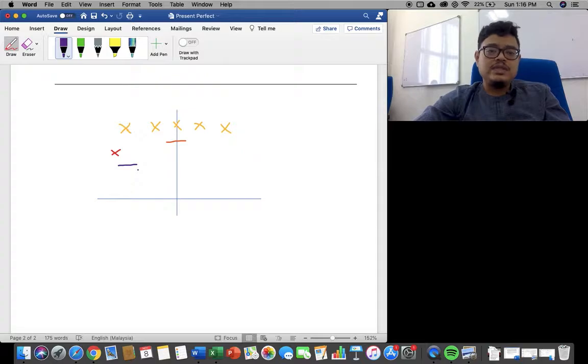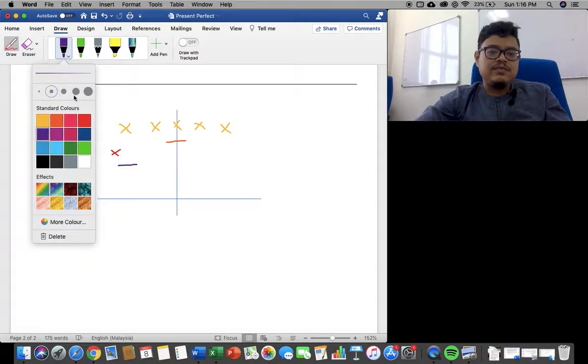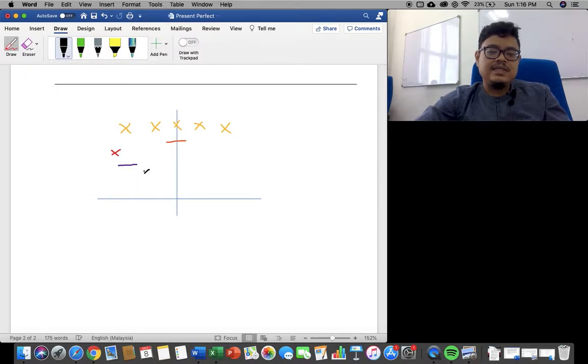Now, on to the topic that we are going to discuss today, which is the present perfect. The present perfect, the action happens. We use it for actions that started in the past, but the action continues until the present and will likely continue into the future. Now that is the present perfect.